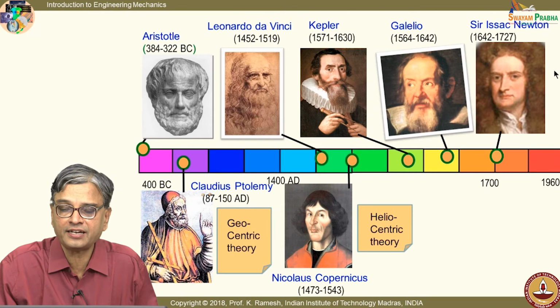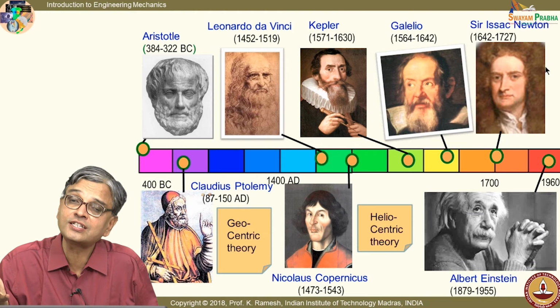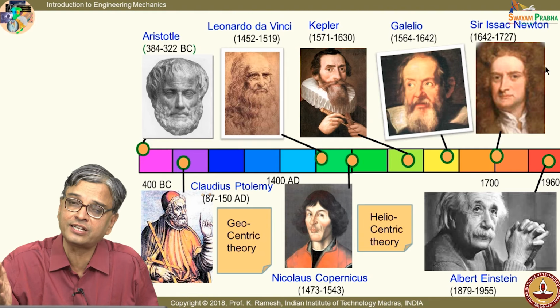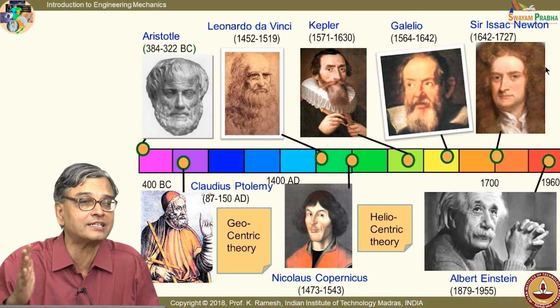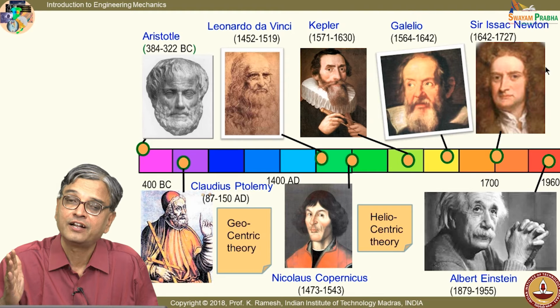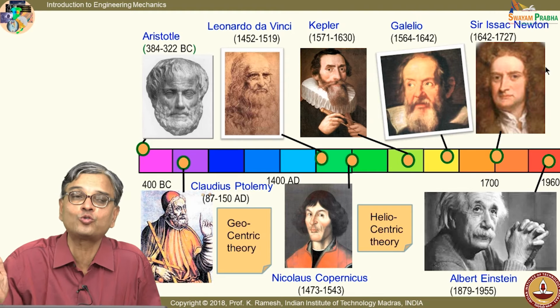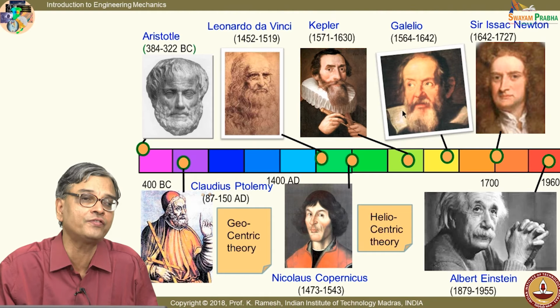And much later, you had Albert Einstein, who questioned the concept of time. From Aristotle to Newton, they still had the prime mover having a clock, from which only you measure the time. That took 2000 years. From Newton to Einstein, it took 200 years to change those views, and he had also come out with the special theory of relativity.